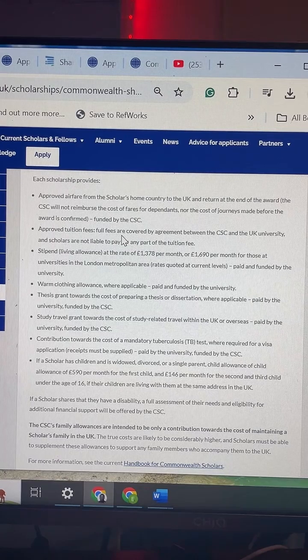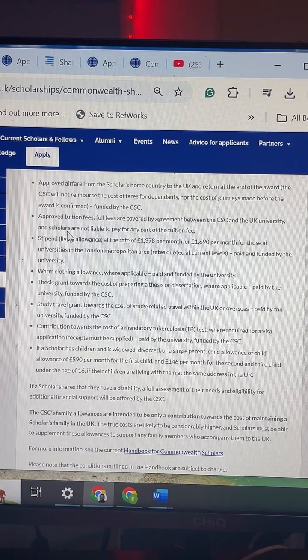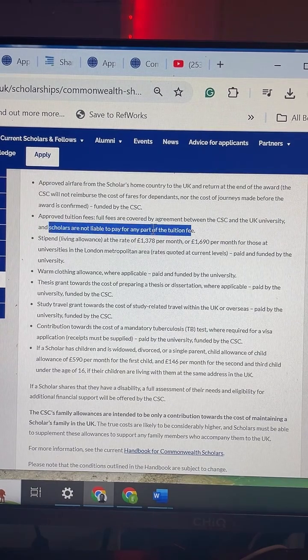And so approved tuition fees will be covered. So when you are making the application, check the tuition fees as well. Some fees are over £16,000, others are over £24,000. Everything will be covered by the Commonwealth Shared Scholarship Committee. And so scholars are not liable to pay any part of the tuition fees.